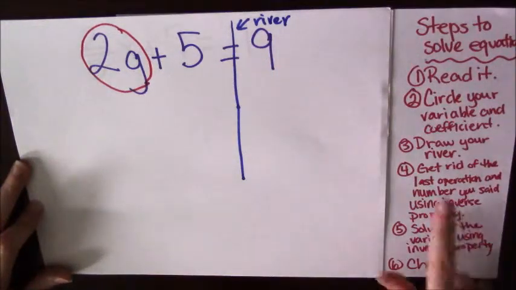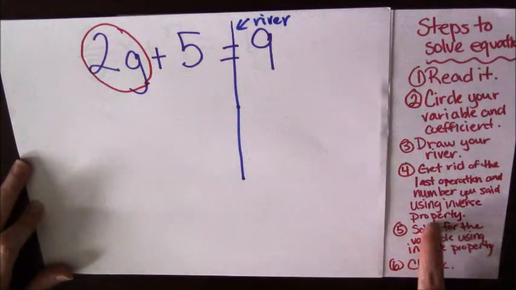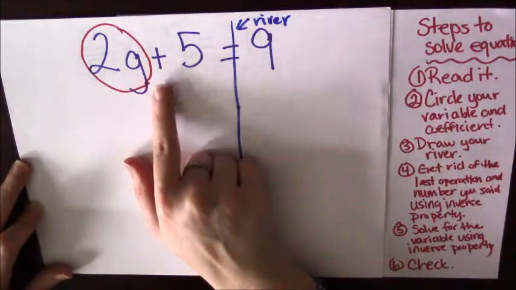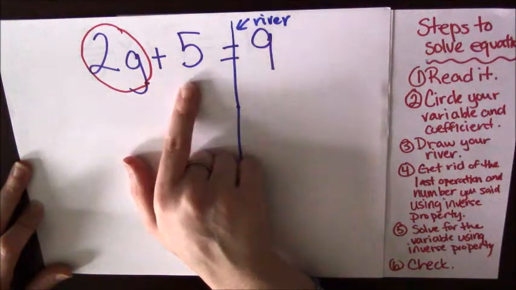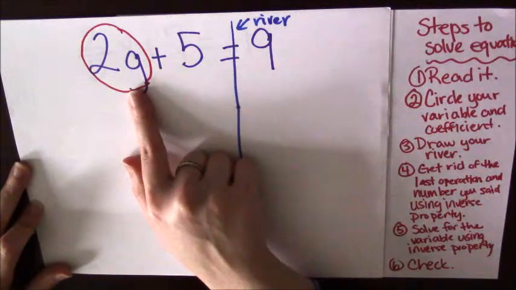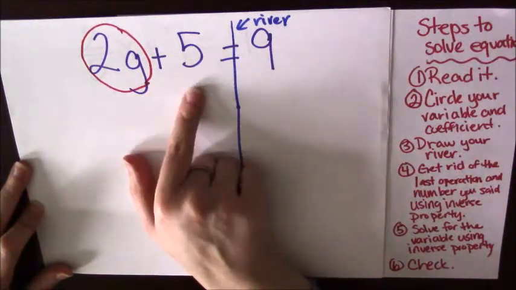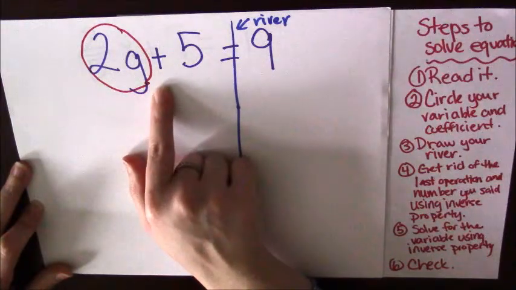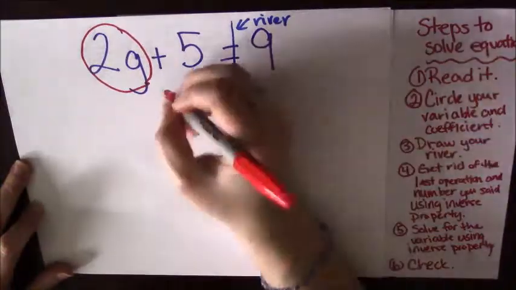Now it says get rid of the last operation and number you said using the inverse property. So I look here, the last operation I said was plus. Remember, operations are plus, minus, multiply, or divide. So it says plus 5. So that must be the very first thing I need to get rid of so I can solve for my variable. Inverse property means opposite. So plus 5, what's the opposite of plus? It must be minus. So we subtract 5 from both sides.